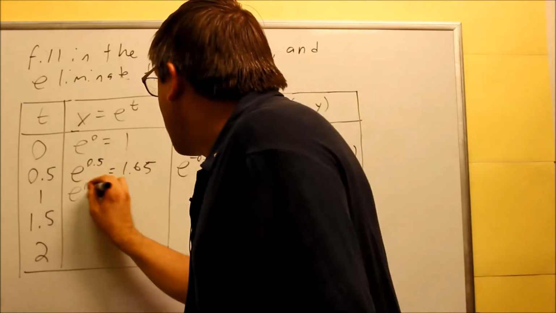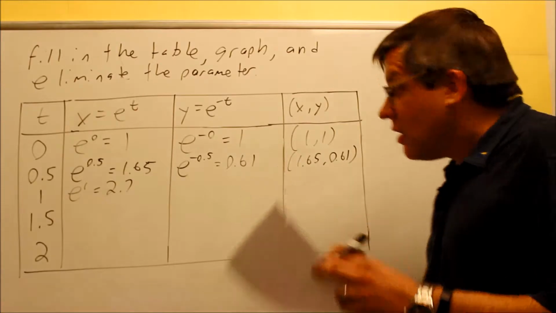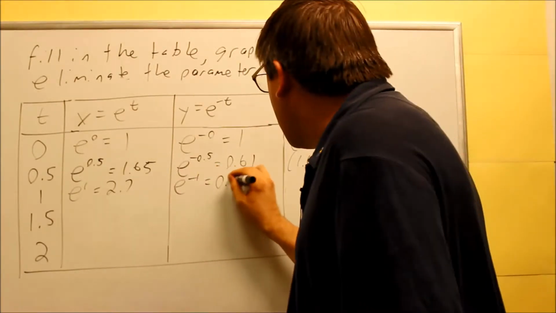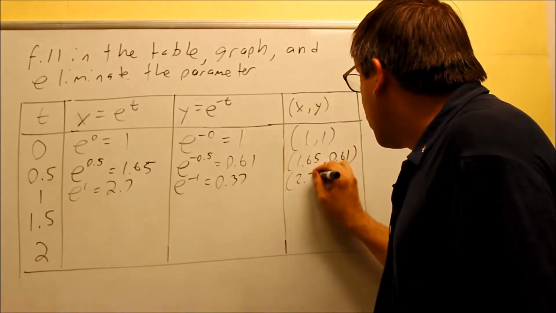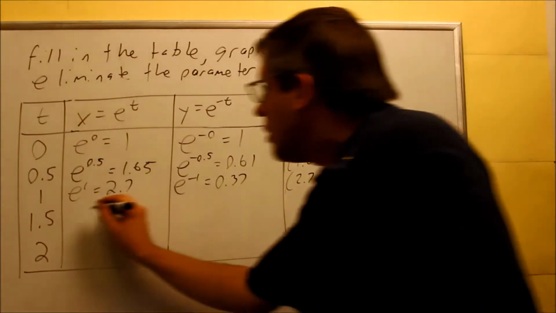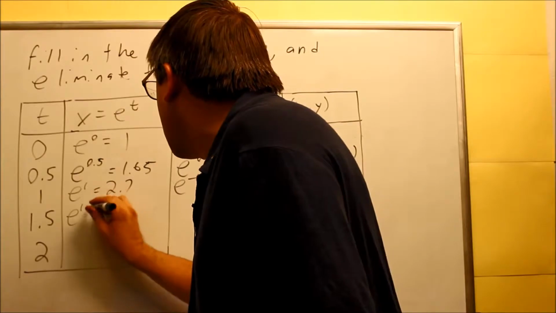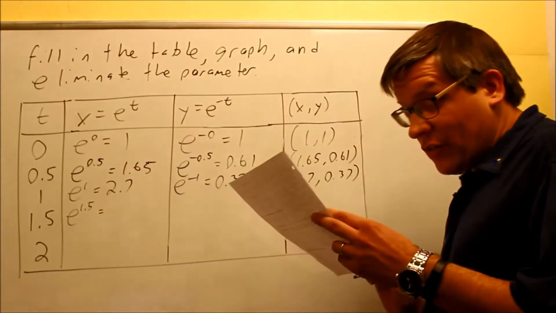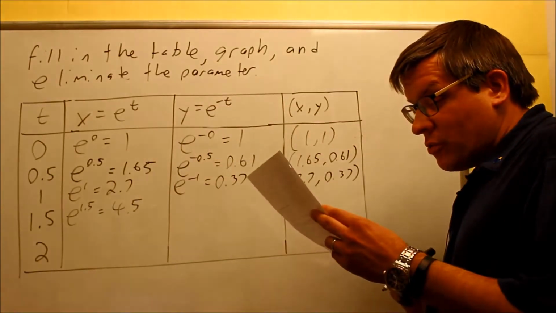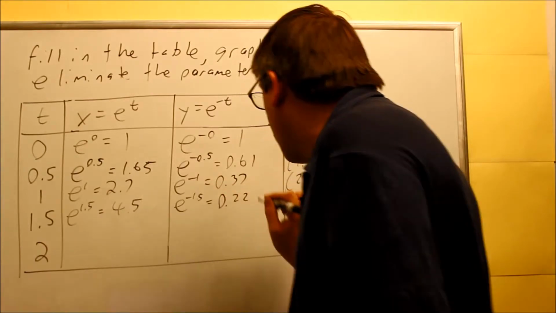Then we have E to the first power. E to the first power, that's a constant, that's 2.7. And then we have E to the negative 1, and that's going to be 0.37. So you get 2.7 and 0.37 as the next coordinate. Keep on going. E to the 1.5. You want to put that into the calculator. E to the 1.5 is going to be, we'll just do 4.5. We'll just do one decimal place on that. And then E to the negative 1.5 is going to be 0.22.